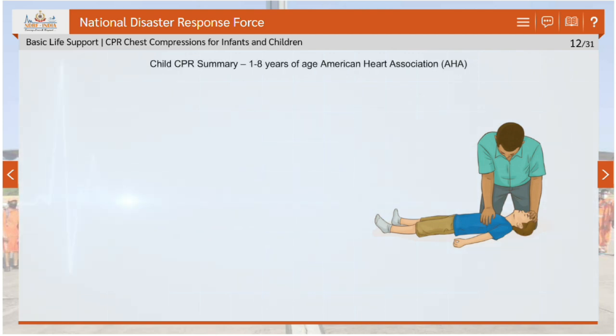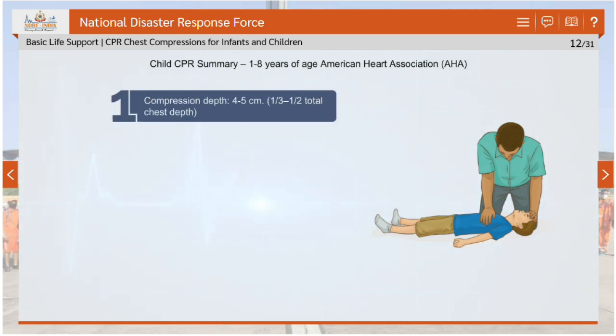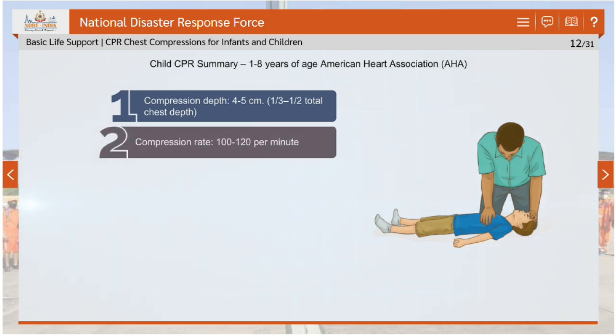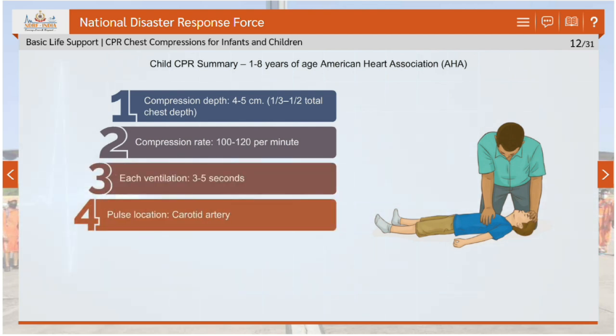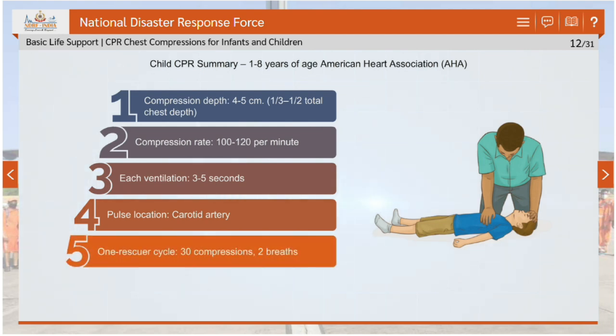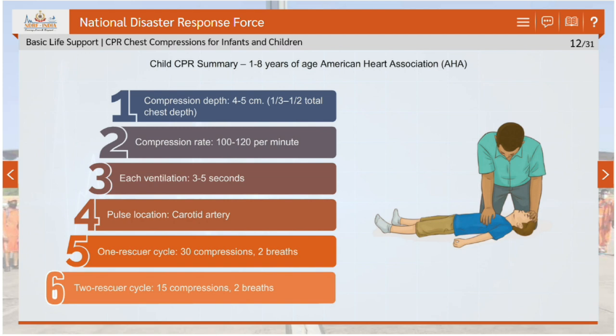Child CPR Summary, 1 to 8 years of age, American Heart Association. Compression depth, 4 to 5 centimeters, 1/3 to 1/2 total chest depth. Compression rate, 100 to 120 per minute. Each ventilation, 3 to 5 seconds. Pulse location, carotid artery. 1 rescuer cycle, 30 compressions, 2 breaths. 2 rescuer cycle, 15 compressions, 2 breaths.